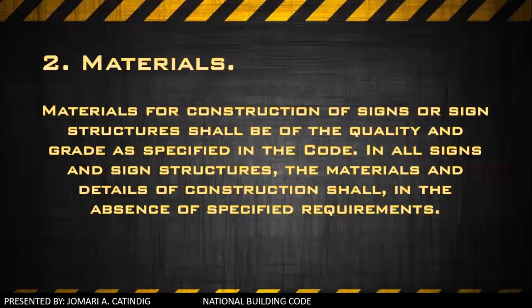Next is number 2, the materials. So materials for construction of signs or sign structures shall be of the quality and grade as specified in the code. In all signs and sign structures, the materials and details of construction shall be as specified, in the absence of specified requirements.